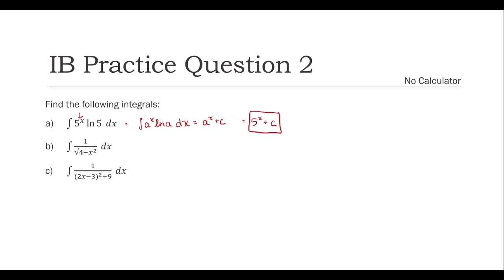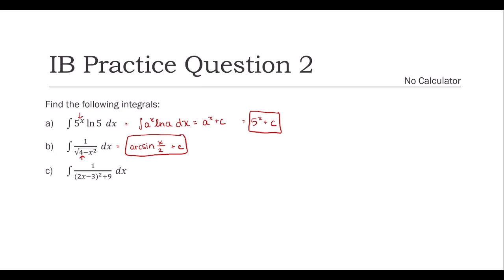For b, it says the integral of 1 over the square root of 4 minus x squared dx. So we should be able to recognize this as our arc sine. So this would be the arc sine of x over a. So it's going to be x over, our a value is the square root of this. So that would be 2. And then you can't forget your plus c.